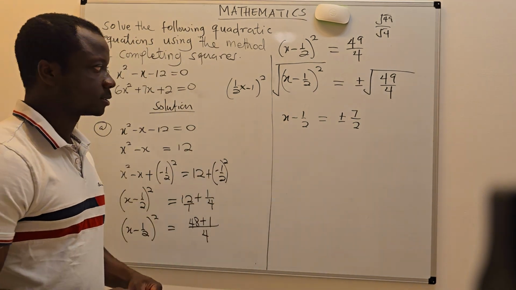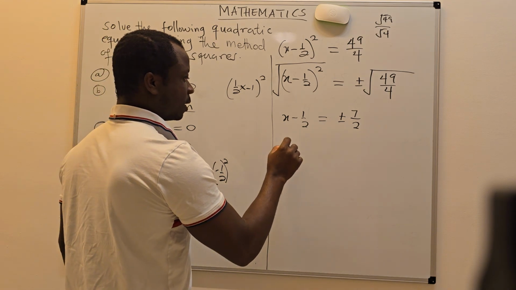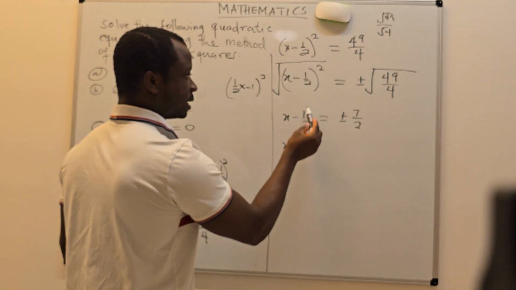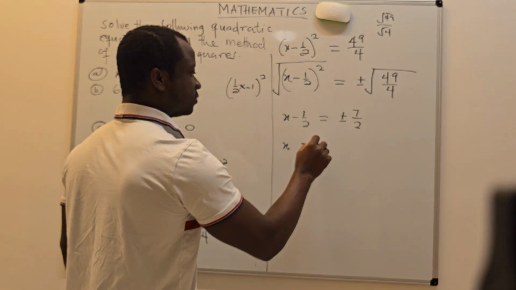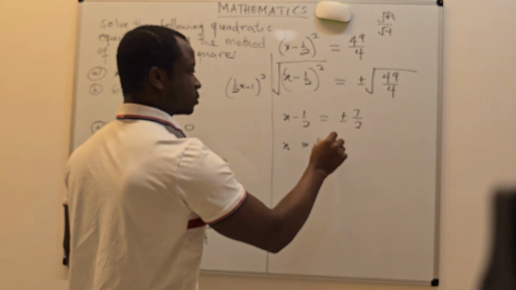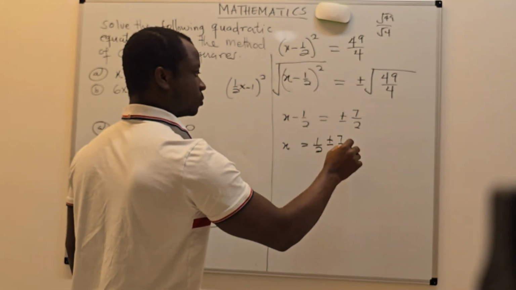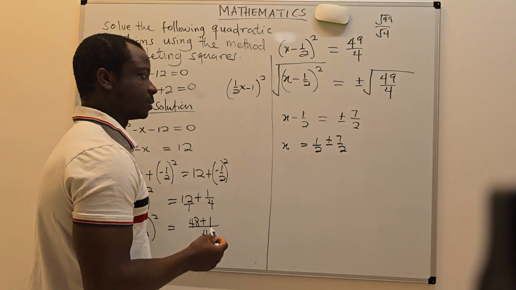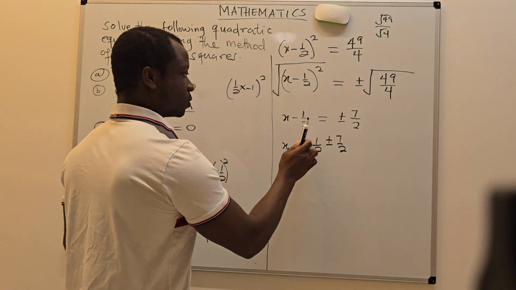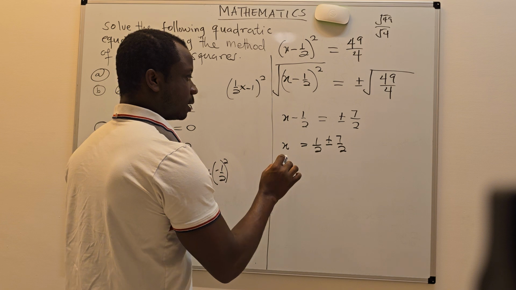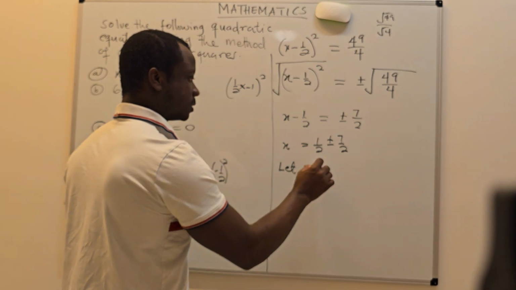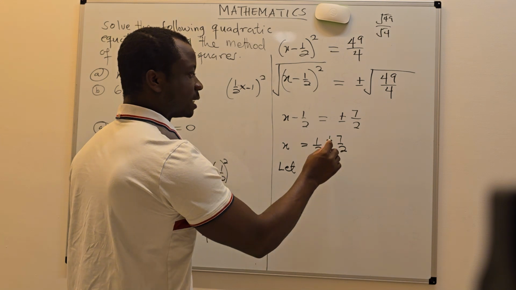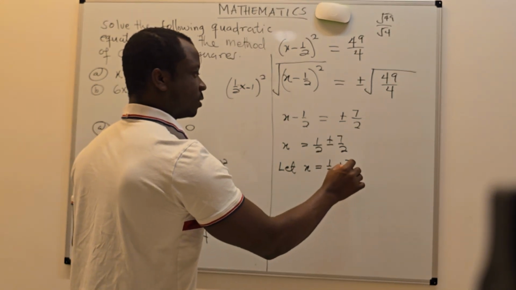We are solving for x. So we have x equal to, we are sending negative 1 over 2 to the right side of the equation. So it will be positive 1 over 2, then plus or minus 7 over 2. We are going to continue. So we are going to have, now that we are solving for x, we are going to say let x equal to 1 over 2. Then we take plus 7 over 2.